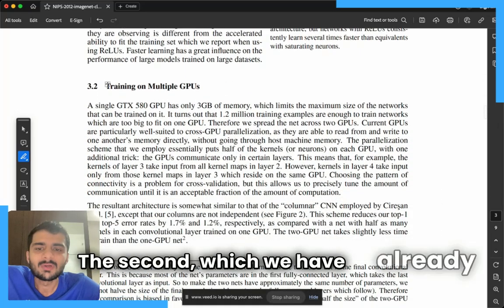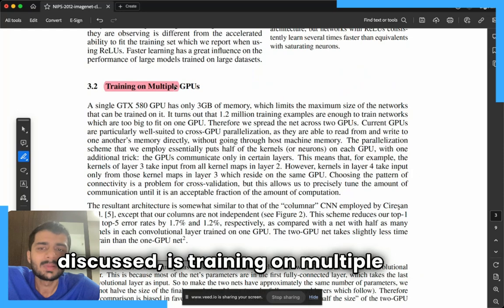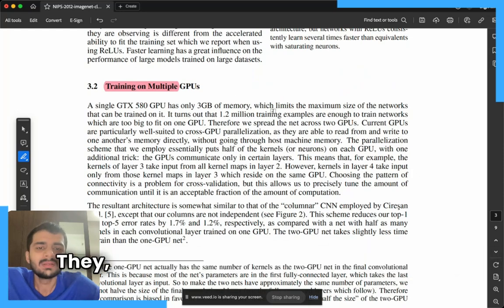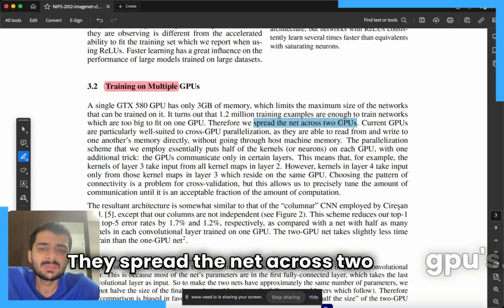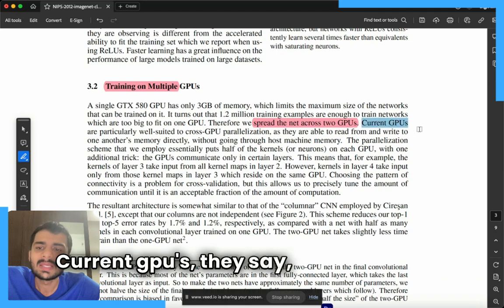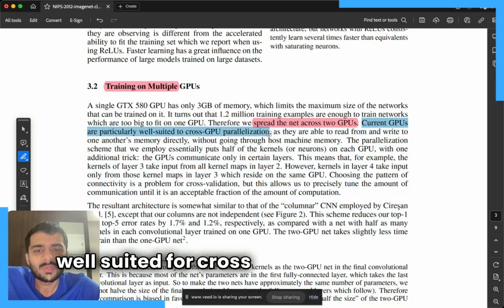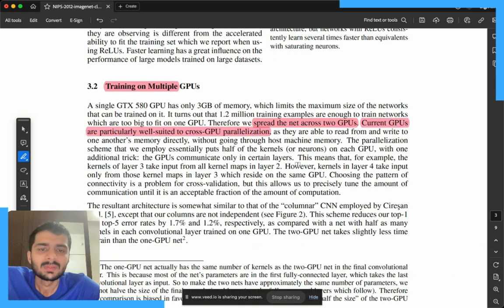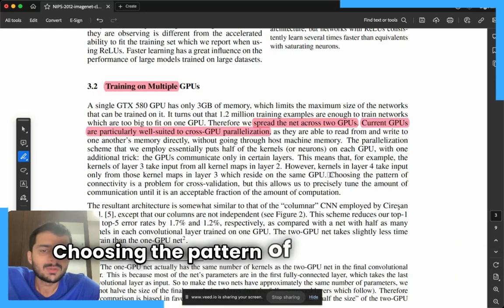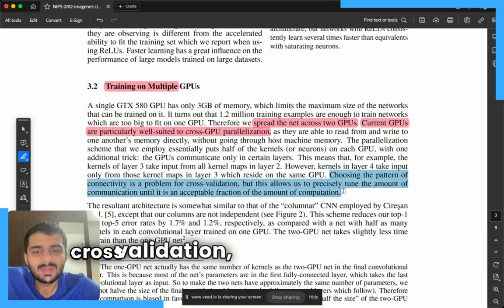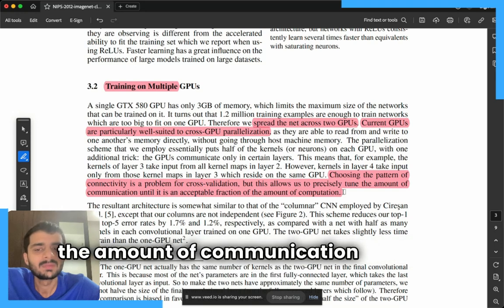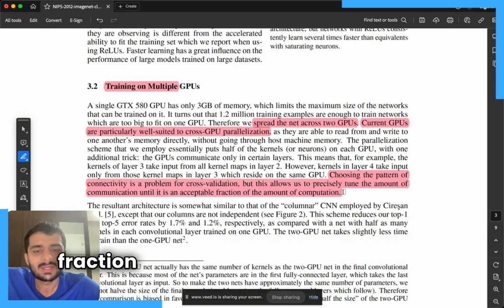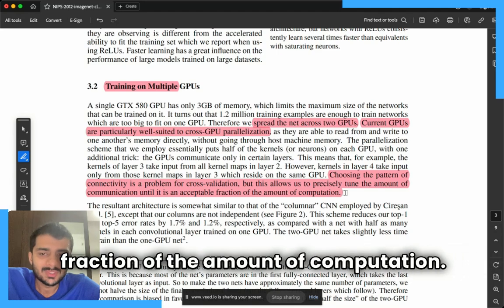The second, which we have already discussed, is training on multiple GPUs. They did the training on two GPUs. They spread the net across two GPUs. Current GPUs, they say, are particularly well suited for cross-GPU parallelization. Choosing the pattern of connectivity is a problem for cross validation, but this allows us to precisely tune the amount of communication until it is an acceptable fraction of the amount of computation.